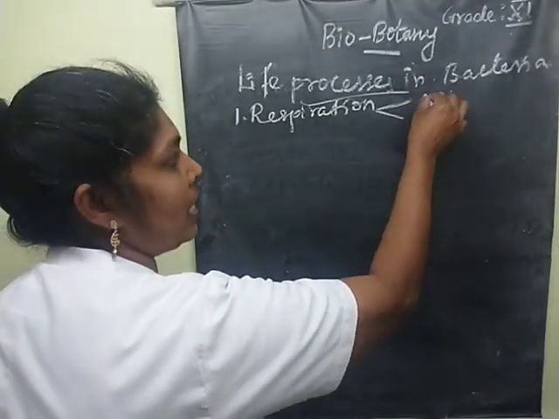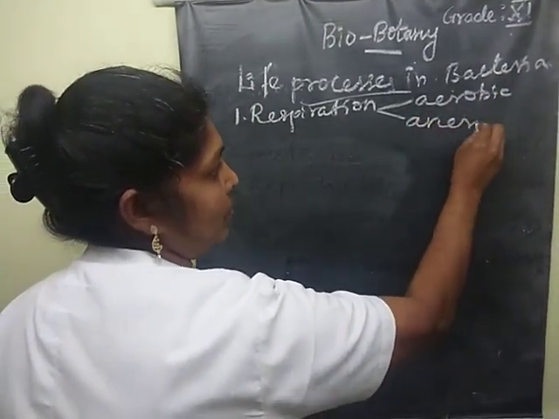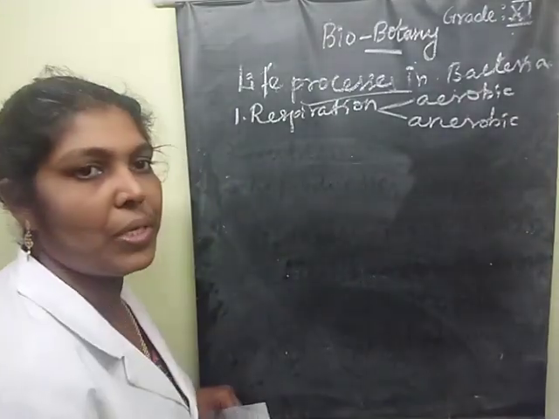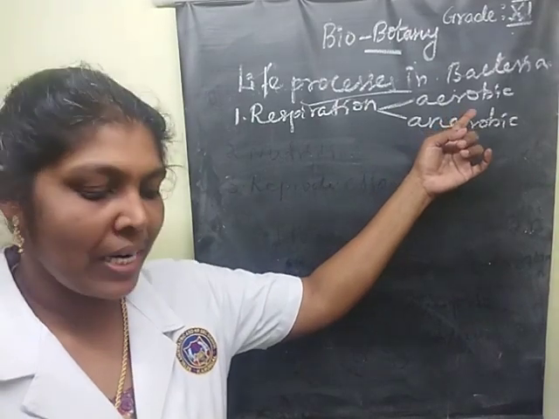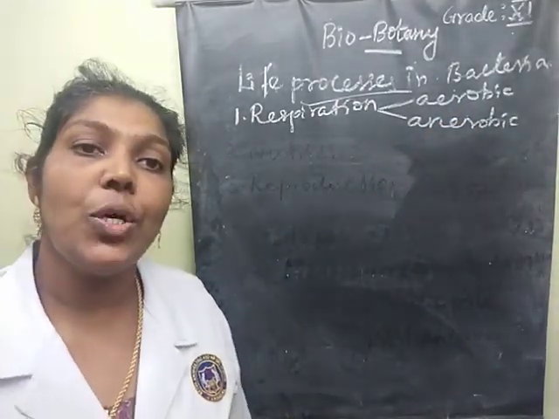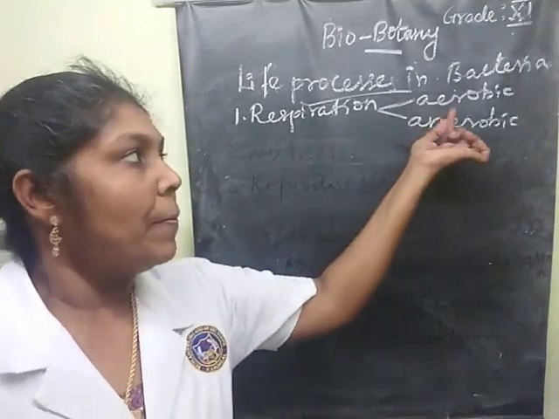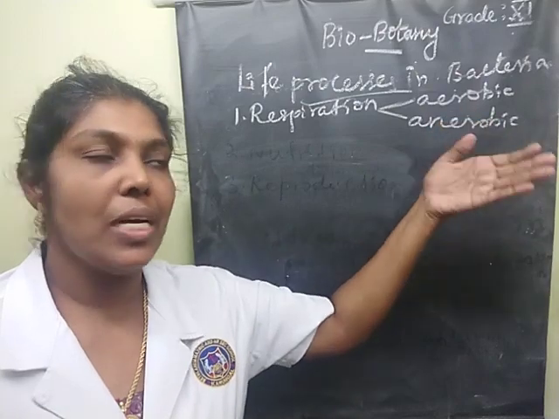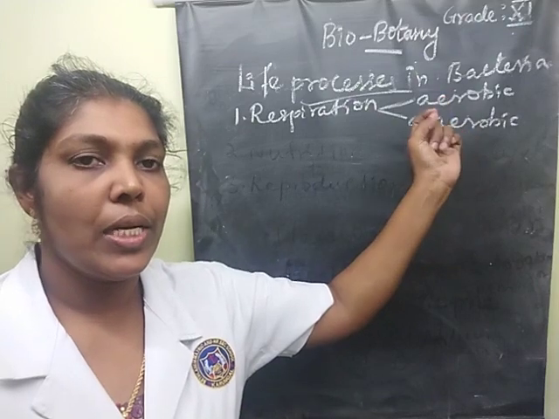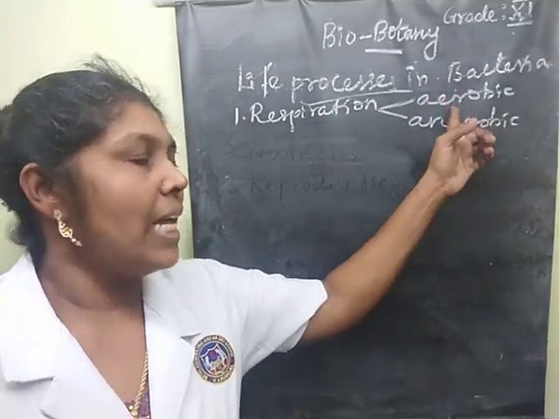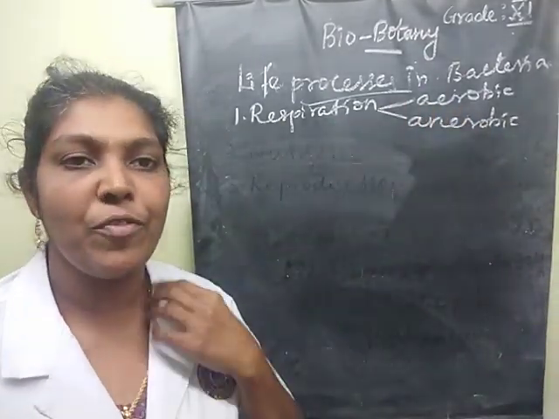One is aerobic respiration and another one is anaerobic respiration. Aerobic means, as you already know the concept, that for growth and metabolic activities the bacterial cell requires the presence of oxygen, so growth and metabolic activities go on smoothly. Understood, children? So that is known as the aerobic type of bacteria.